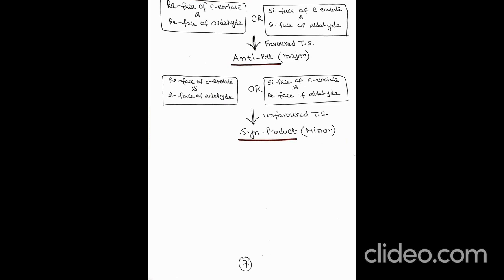And finally, we can summarize the anti-product through the E enolate in an exactly similar way to what we have done for the Z enolate. Here the similar combinations, re-re or psi-psi interaction between the E enolate and the aldehyde, give rise to the anti-product as a major product, and the opposite combination, the re-psi combination, gives rise to the syn product as a minor through the unfavorable transition state having higher transition state energy because of the unfavorable 1,3 pseudo diaxial interaction. Thank you.